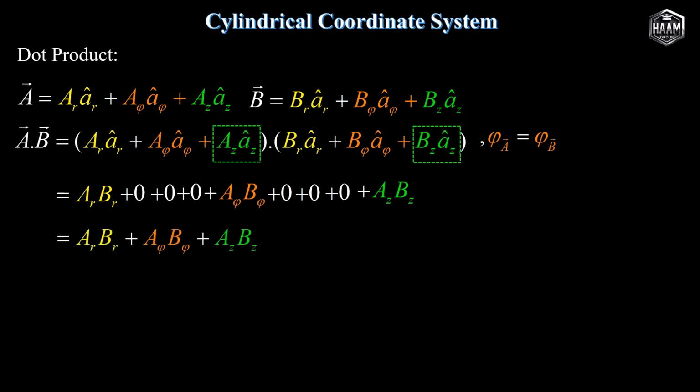Summing these non-zero terms gives A dot B equals A sub r B sub r plus A sub phi B sub phi plus A sub z B sub z.